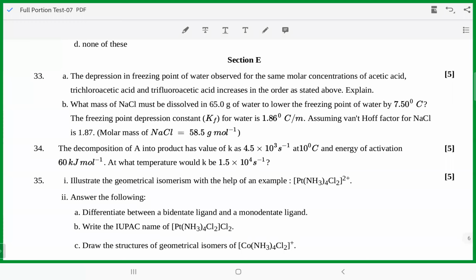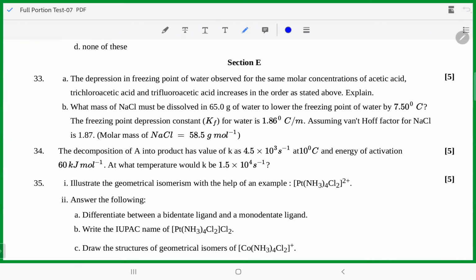So as we know, the greater the ion produced, the more will be the depression in freezing point.